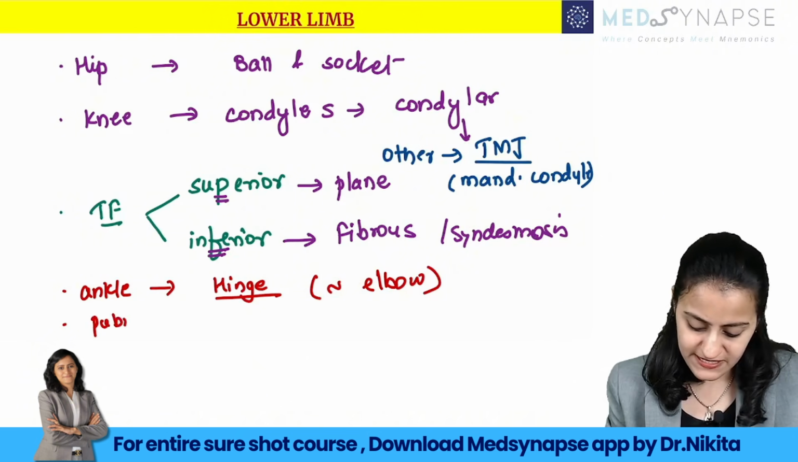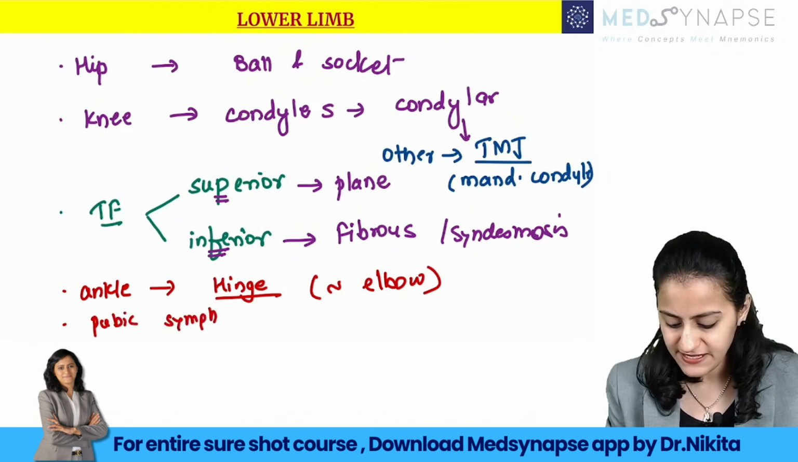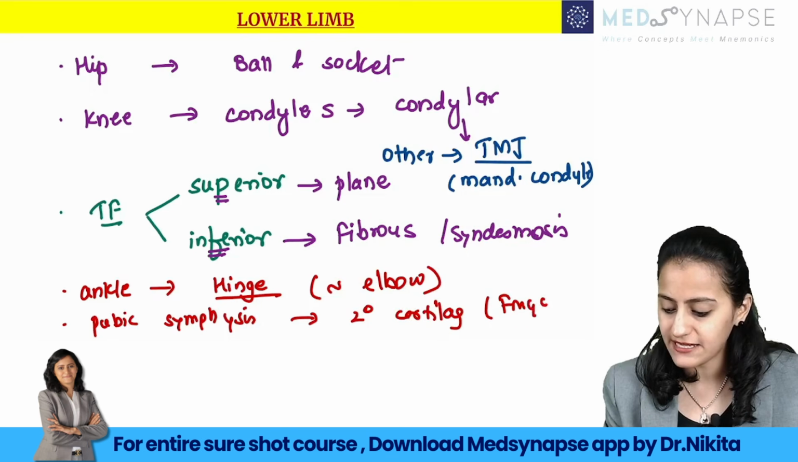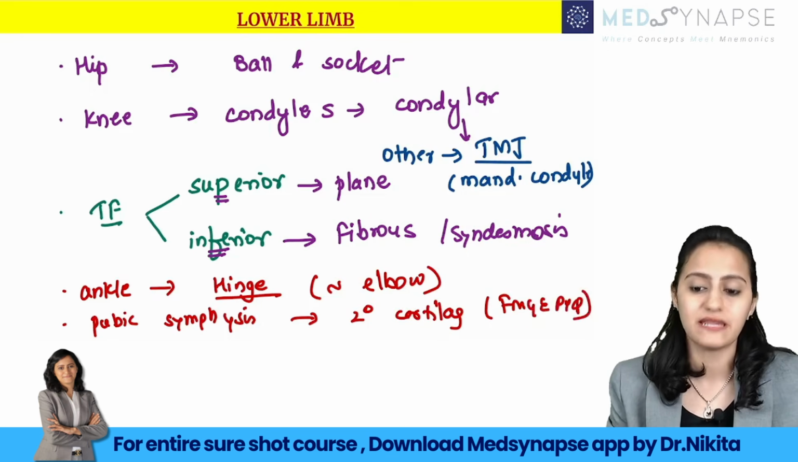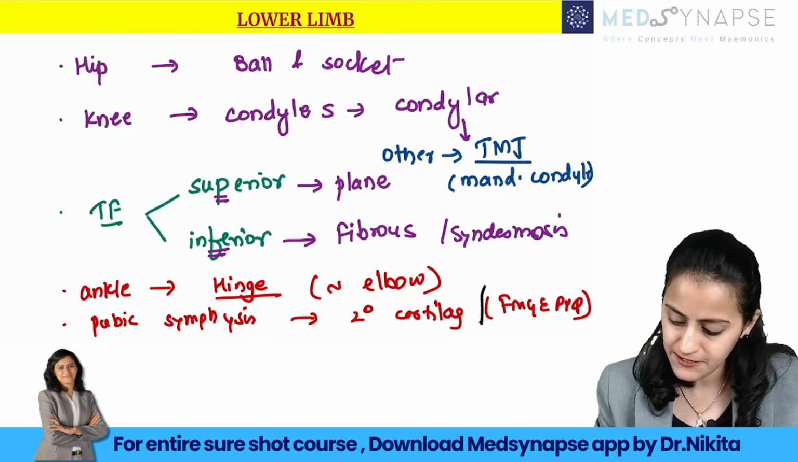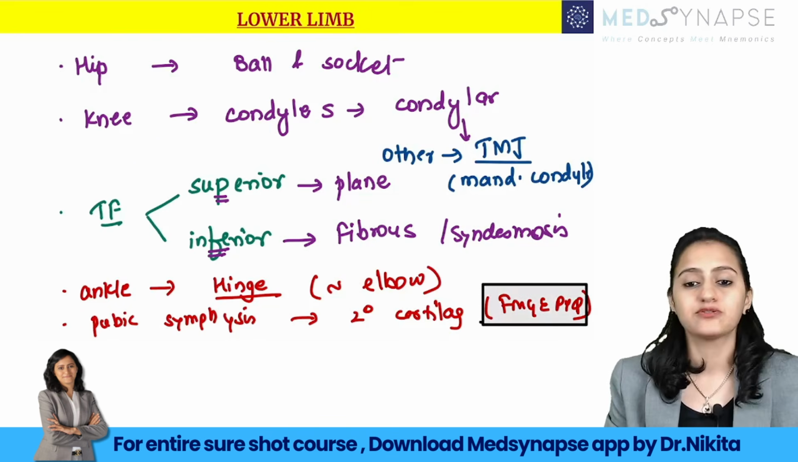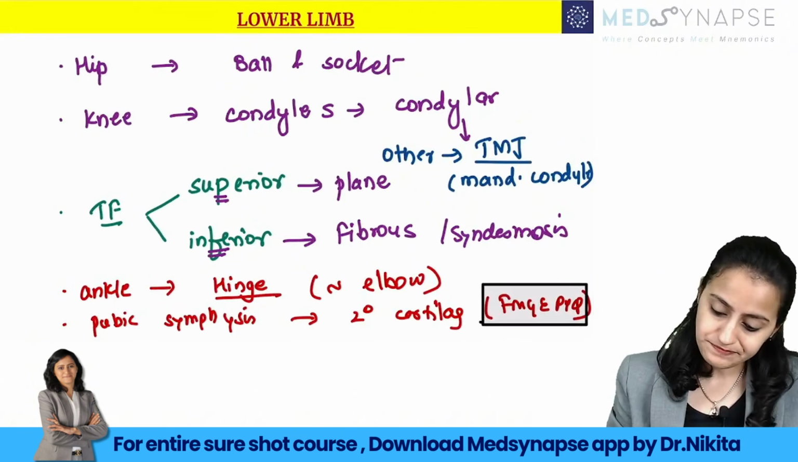The pubic symphysis, we have seen that pubic symphysis in the midline. This is a secondary cartilaginous joint, and it has been asked in the FMGE exam many times, with the X-ray image. So, this is important.